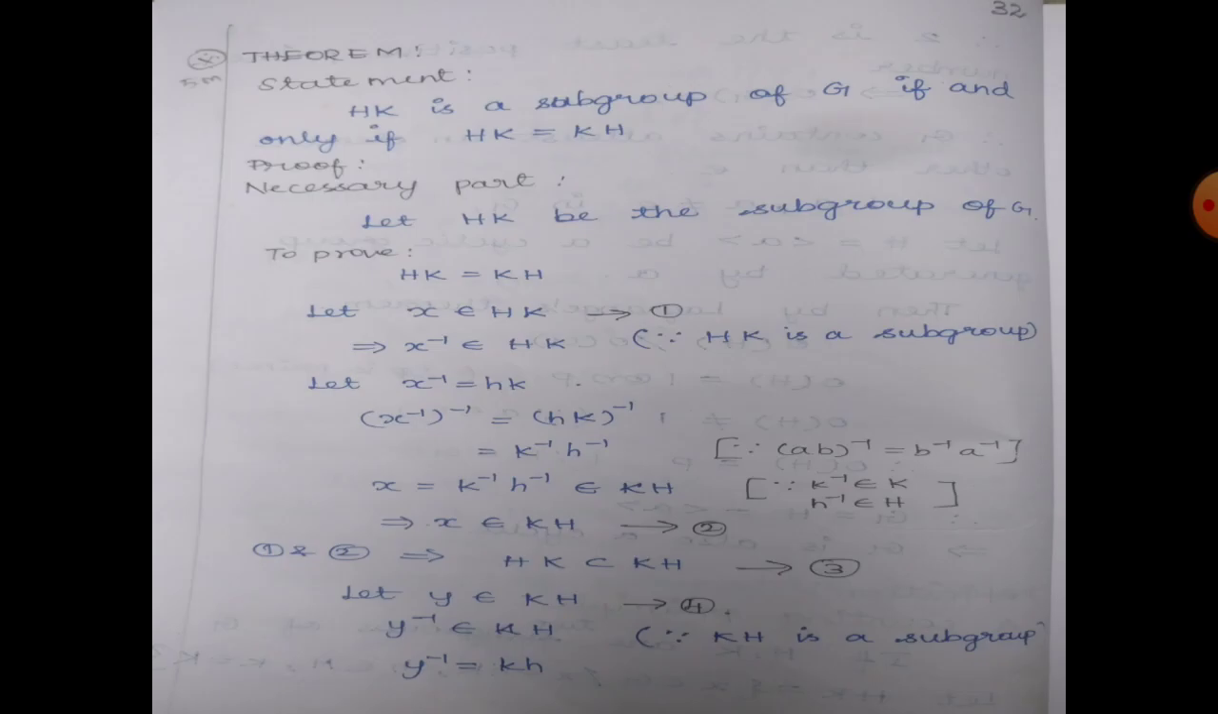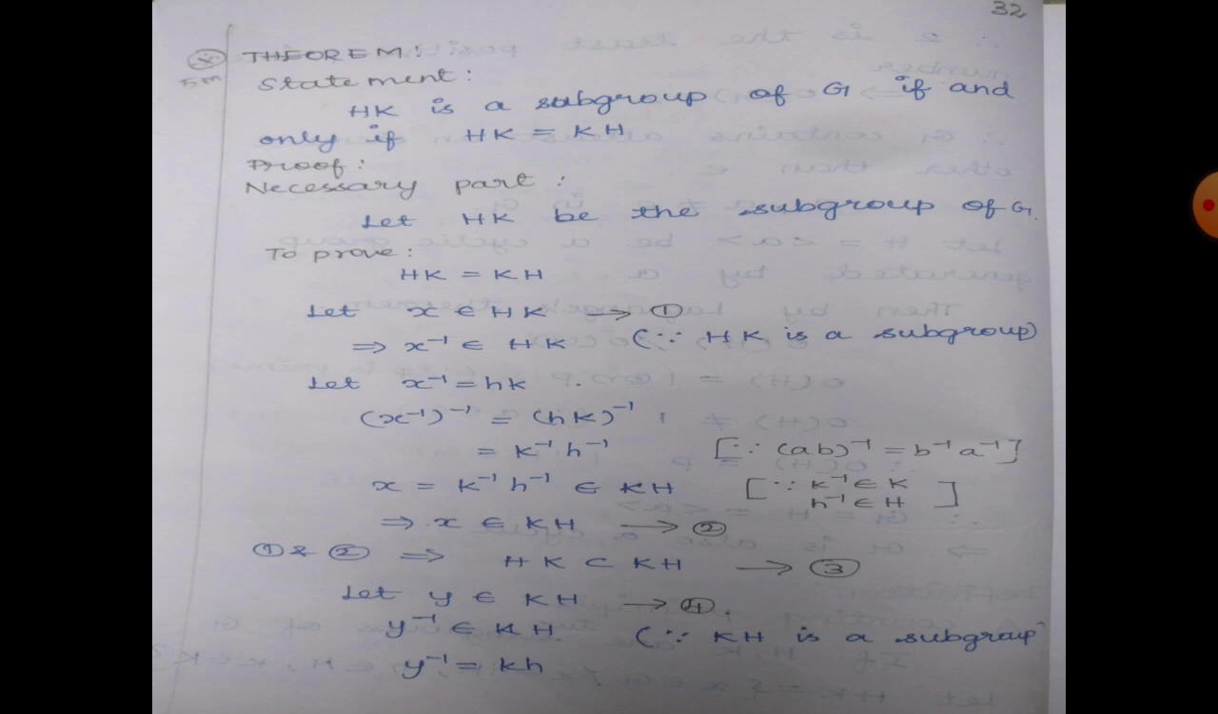This is a very important 5-mark or 10-mark question, so you have to listen for the theorem statement. The statement is: HK is a subgroup of G if and only if HK is equal to KH. Here we have the if and only if condition, so we have the necessary part as well as the sufficient part.